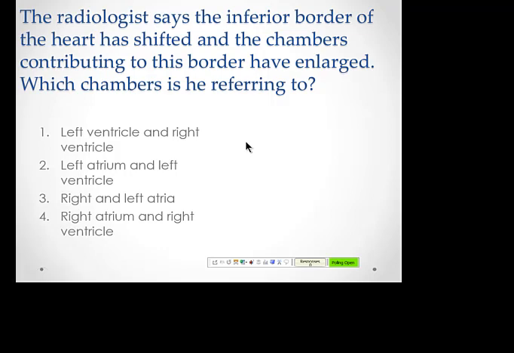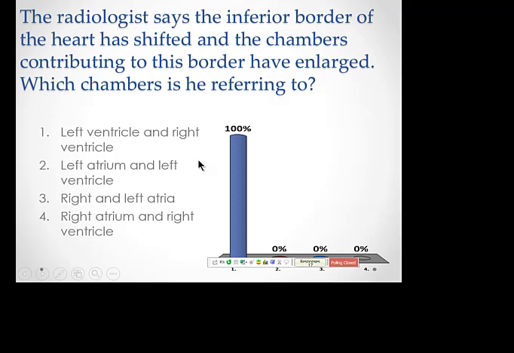Okay. Let's say you got something like this. Radiologist says that the inferior border of the heart has shifted and the chambers contributing to this border have enlarged. So which chambers is he referring to? I'm basically asking you which chambers form the inferior border, but just wrote it in a roundabout manner. Whenever you get questions like this, always look at some key word, some operative word. So here it says inferior border and chambers. That's what you're going to concentrate on. Very good. Right and left ventricles.